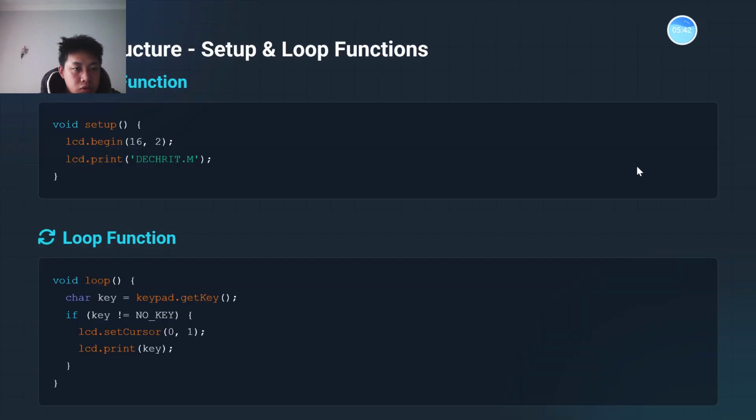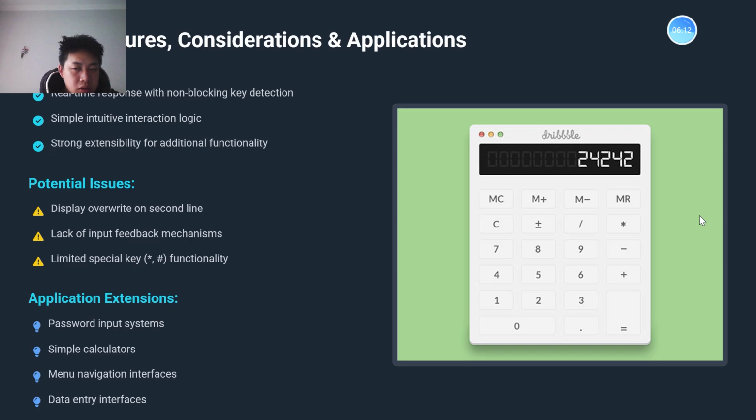Then we should create our setup function. We should define the LCD begin and so on. Then we create a loop function and we use key equal to keypad dot getKey. So if key is not equal to NO_KEY, this code will run.